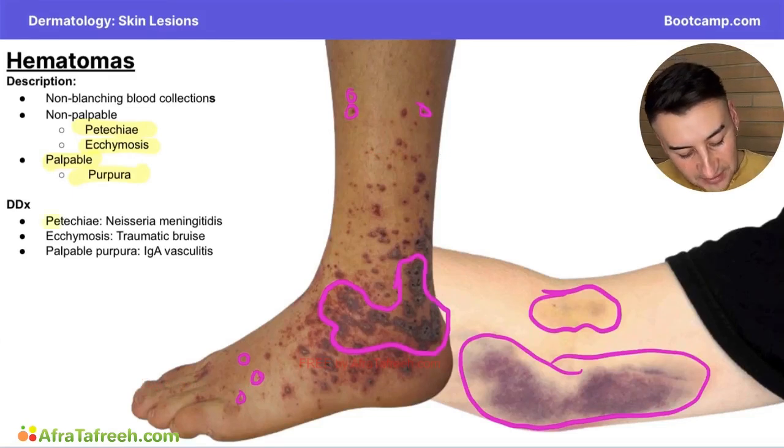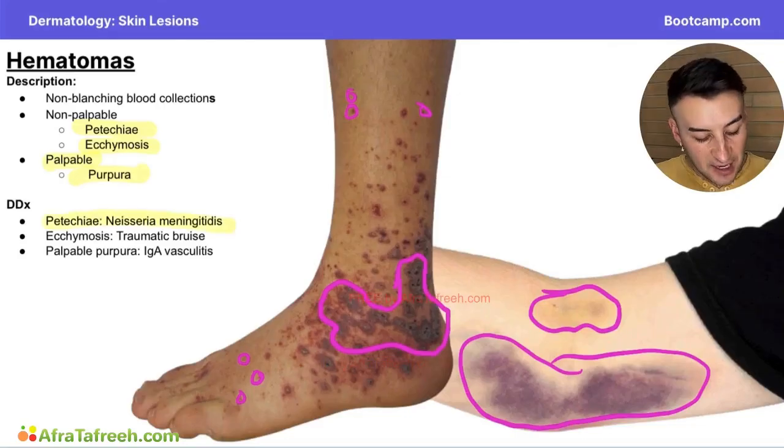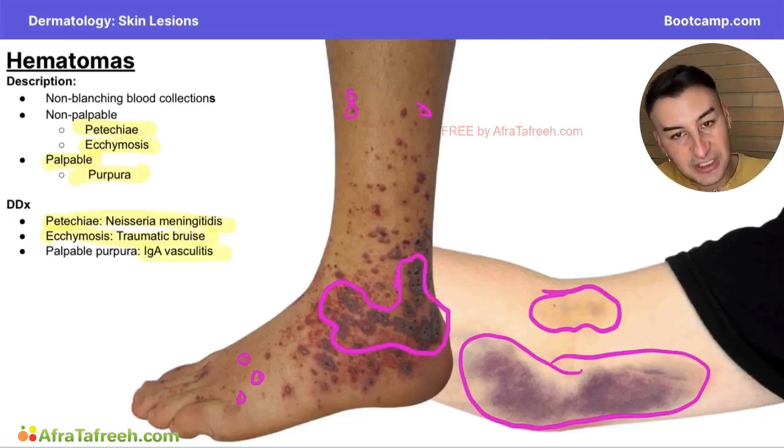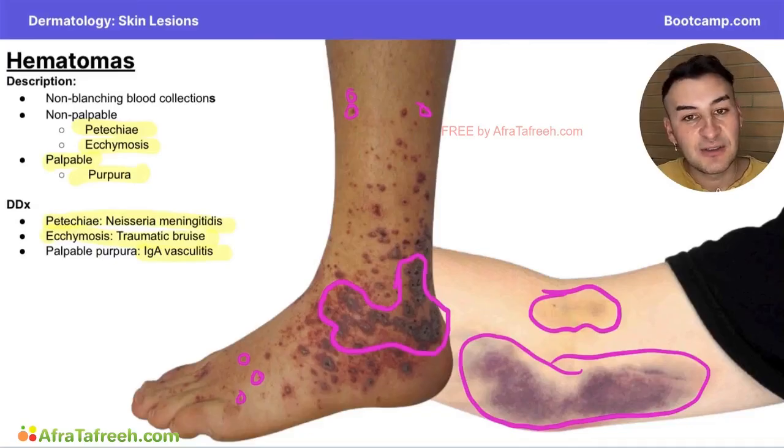A classic cause of petechiae is going to be Neisseria meningitidis. A classic cause of ecchymoses is a traumatic bruise like we saw here. And then classically the vasculitides can cause palpable purpura. A good example is IgA vasculitis. So be on the lookout for broad differentials associated with purpura, petechiae, and ecchymoses.